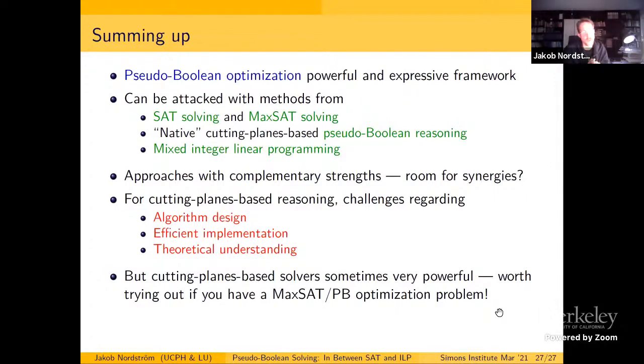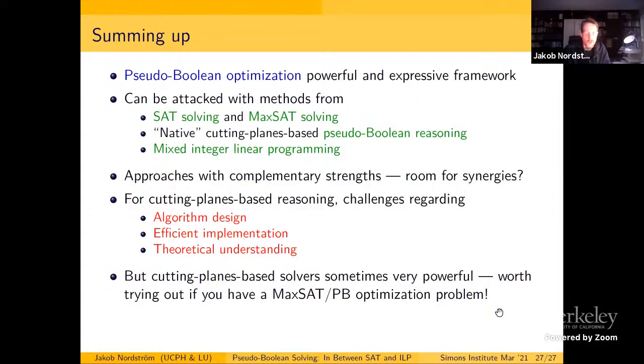And there are certainly, we're not where we would like to be in terms of performance, because of course we would like to beat the competition, all of them, including the MIP solvers, and we don't. There are a lot of interesting challenges for how to design the algorithms. Also, efficient implementation is a huge challenge. A question like how to propagate pseudo-Boolean constraints is much more costly than propagating clauses. And this is really slowing down solvers. Also, different reasoning methods, we just don't understand them as well as we understand the resolution proof system underlying CDCL.